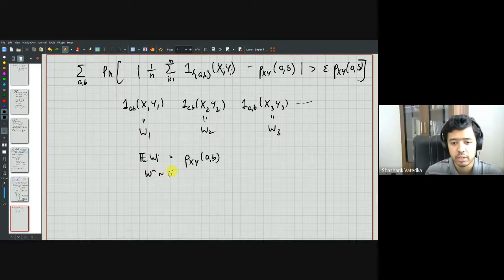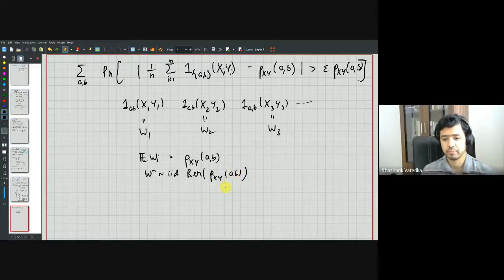Wn is IID. It takes a value 0 or 1, so it's a Bernoulli random variable. And the probability that Wi is equal to 1 is equal to Pxy of A comma B. Right? So we've converted a sequence of random variables with some distribution Pxy into a sequence of Bernoulli random variables with the probability of 1 being equal to Pxy of A comma B for a particular pair of symbols.